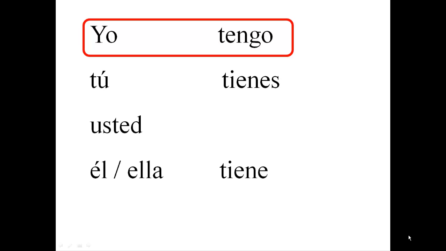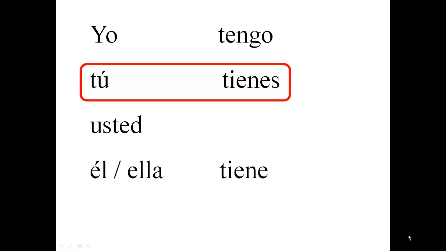Yo tengo. I have. Yo tengo 15 años. Yo tengo el pelo moreno. Tú tienes. You have. ¿Cuántos años tienes? Is a very common question here at the beginning of the year. How old are you?